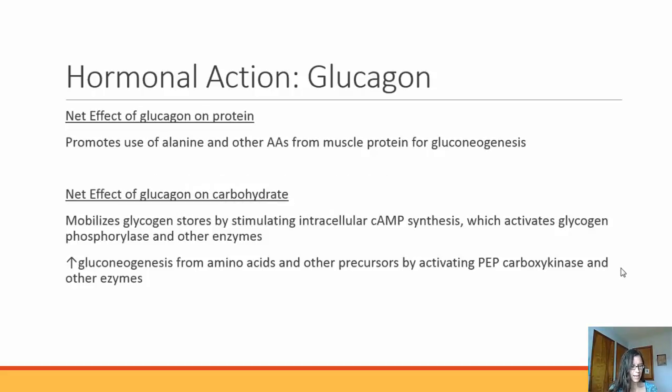All right, now let's talk about the effects of glucagon on our macronutrients. So for protein, glucagon again is saying, I do not have enough glucose, do something about this. So what it's going to actually promote is muscle breakdown or protein breakdown so that we can use some of those components for gluconeogenesis to make more glucose. That makes sense. What is the net effect of glucagon on carbohydrate?